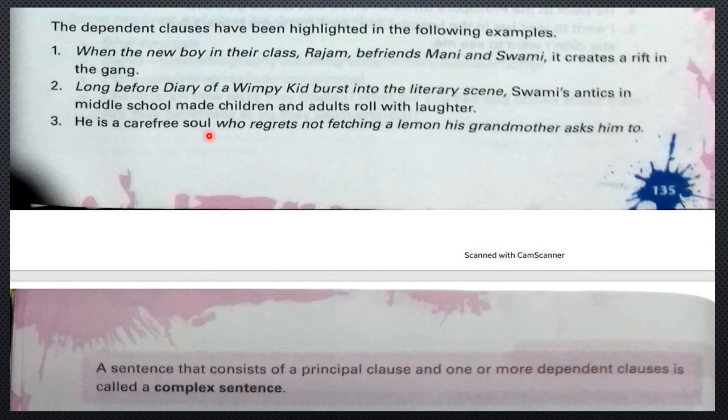Number 3, he is a carefree soul who regrets not fetching a lemon his grandmother asks him to. So who regrets, that is your dependent clause, and we have an example of a complex sentence here. The definition is provided here: a sentence that consists of a principal clause and one or more dependent clauses is called a complex sentence. So you find the definition of a complex sentence here. That's it in this slide. Let us move on to the next and see what is there.